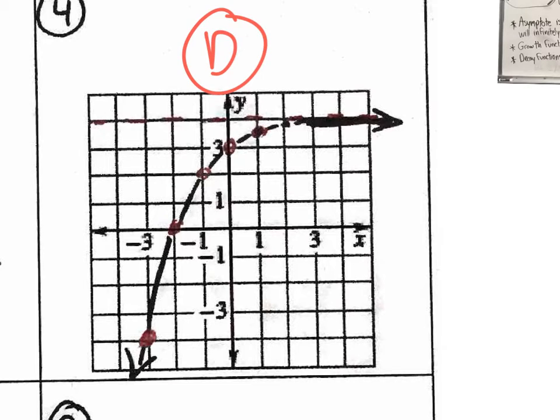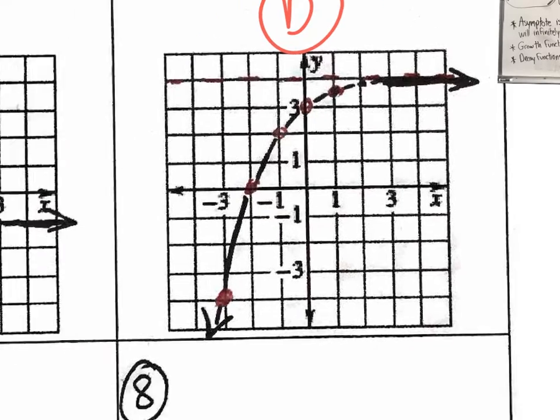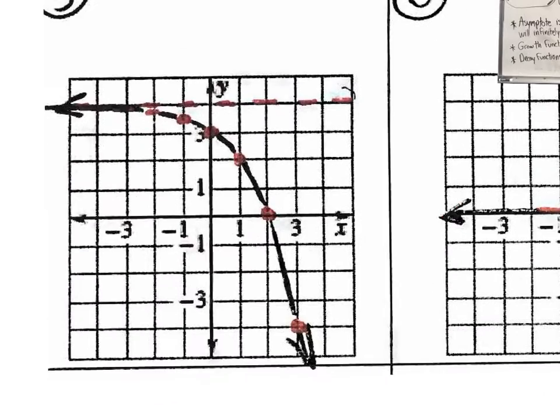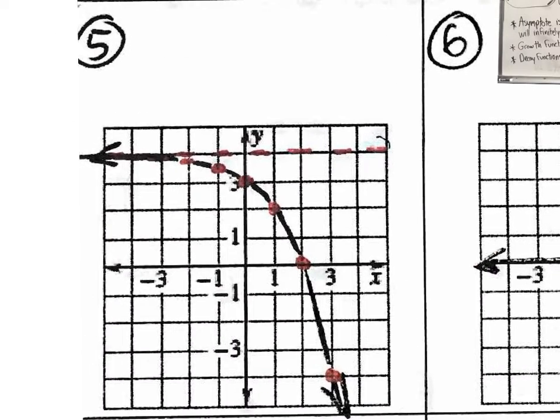Why? Because from left to right, what's happening? It's decaying towards the asymptote, which is y equals 4. A growth function will grow away from the asymptote from left to right. Okay? So how about number 5 right here? Is this a growth or a decay? Growth, because from left to right, it grows away from the asymptote y equals 4.